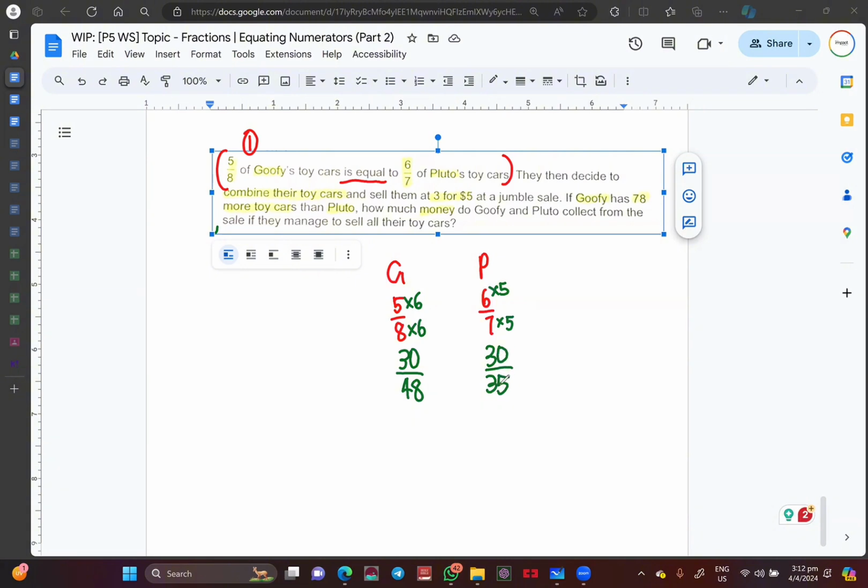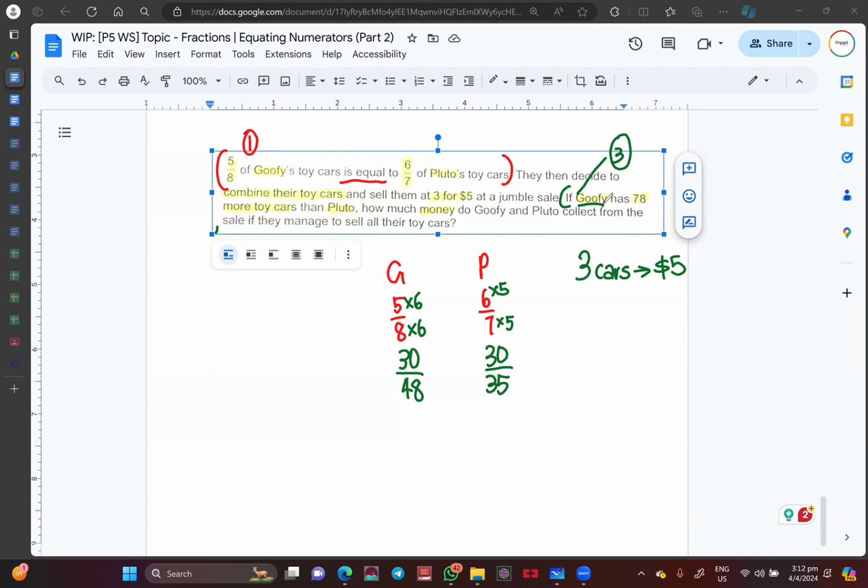Yeah? Okay, move on. They then decide to combine their cars and sell them at 3 for $5. So we say 3 cars for how much? $5. Okay, we can find later how much they made in total. Now, in sentence number 3, it says, if Goofy has 78 more toy cars than Pluto.